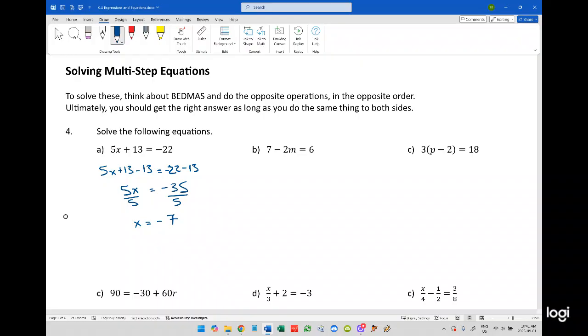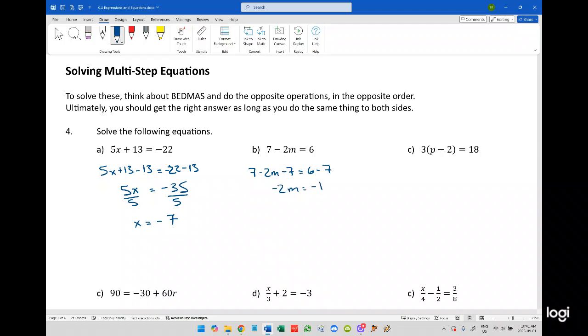I'm not going to go through with that kind of explanation on the remainder of these because it gets kind of more confusing as the notation kind of switches around, but the idea is still there. What I'm going to do though is show you that as long as I do the same things to both sides, it should work. So for this second one, right now I've got this 7 in the front that's interfering with the negative 2m. So I'm going to get rid of that 7 by saying 7 minus 2m minus 7 equals 6 minus 7. That leaves me with negative 2m equals negative 1.